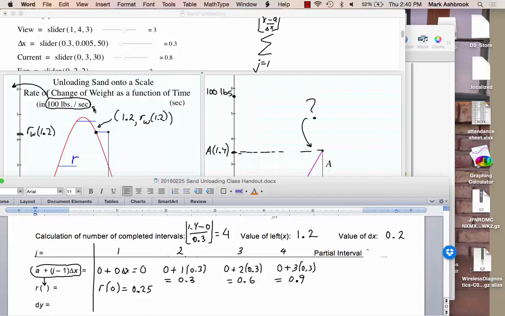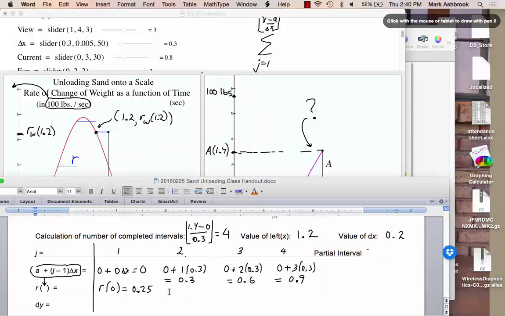100 pounds per second. So what is that? That's 25 pounds per second. It would be 0.25, 100 pounds per second. Okay? Then it's going to take this and put it into, so now j is 2.